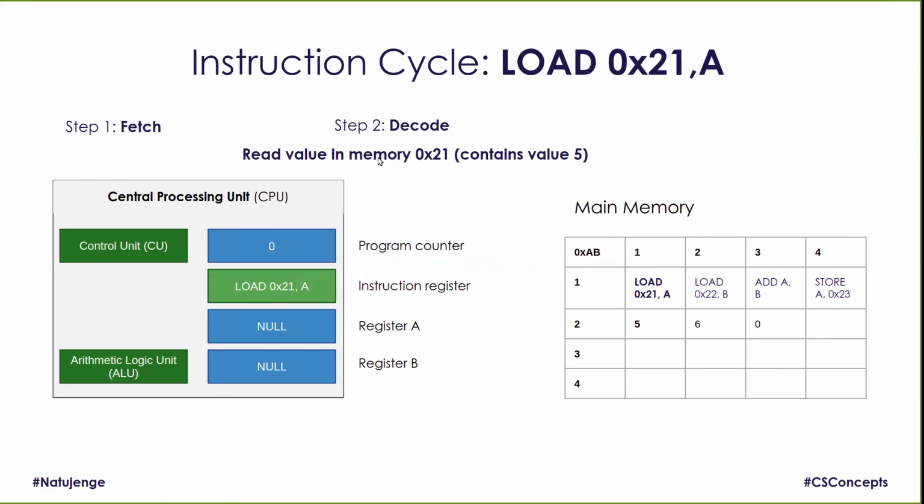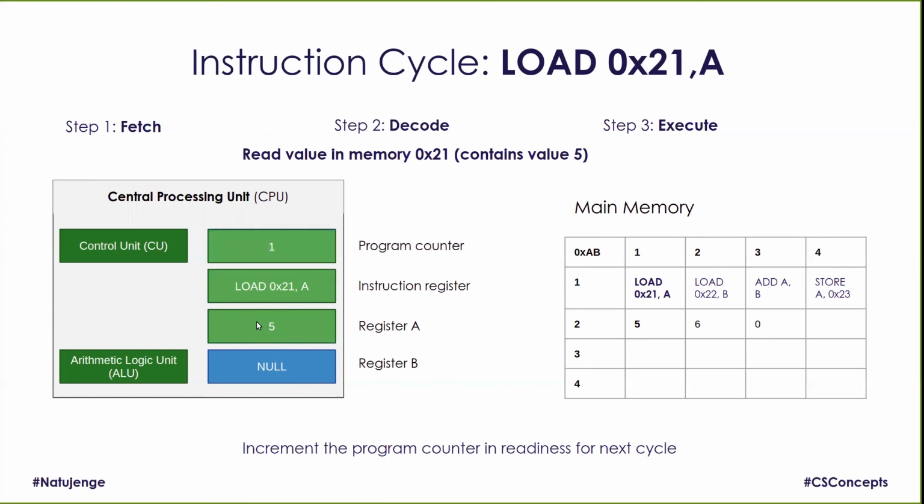And in this case, we're supposed to read data from memory. So the control unit will say we are reading, and on the control bus, it will send a read instruction. Then on the address bus, we are reading location 21, and on the data bus, we expect 5 to be loaded. And that's when we get the execution. Once the execution has happened, the data is loaded into register A, which is 5.